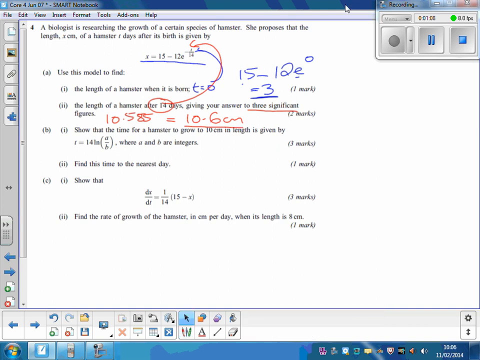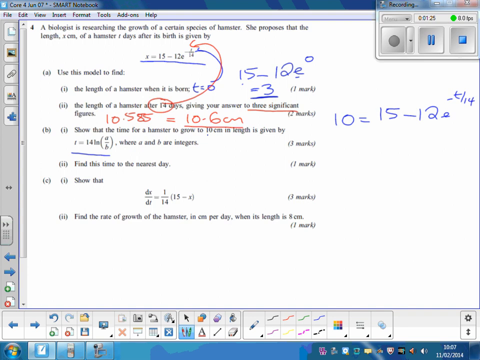Part B, there's 3 marks for this. A lot of people get 2 of them because we've got to leave it in this particular form. We want the hamster now to be 10 centimetres, so let's put the 10 where the x is and now rearrange this to try and find out what t is going to be. If I add the 12 e to the minus t over 14 to that side, I'm going to take away the 10 from this side. So I'm going to get 15 take away 10, which is 5.